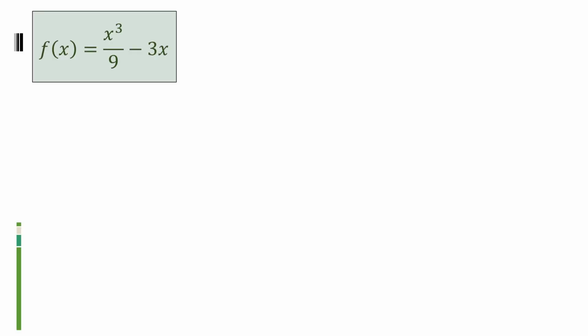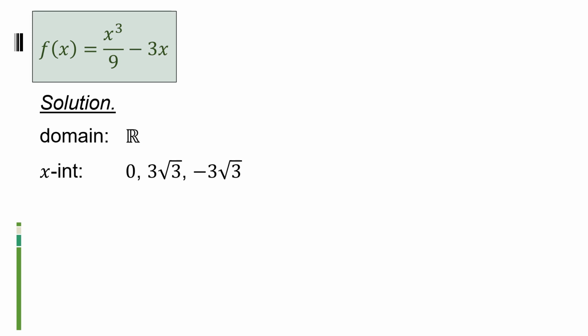For our first example, let's sketch the graph of f of x equals x cubed over 9 minus 3x. So first, determine muna natin ano yung domain. Since this is just a polynomial, then the domain of this is just R, or the set of real numbers. Next is, we will find the x-intercept. And the x-intercepts are 0, 3 square root of 3, and negative 3 square root of 3.